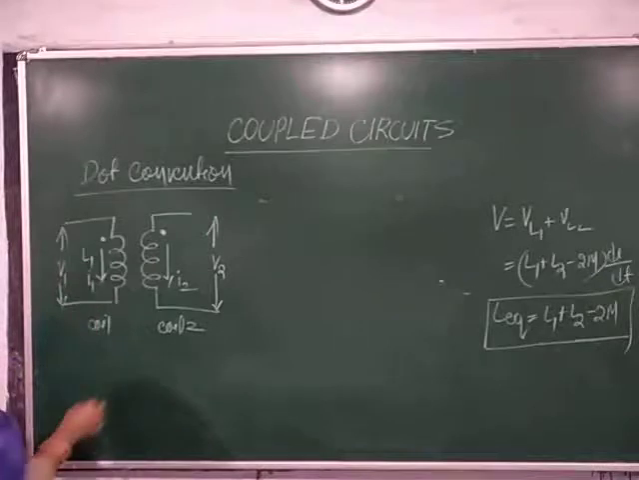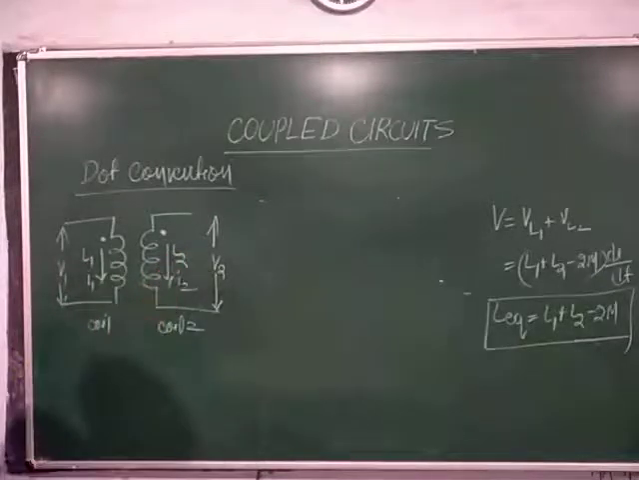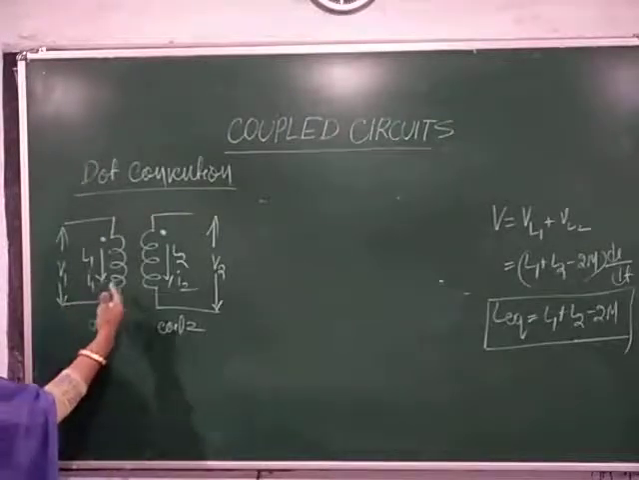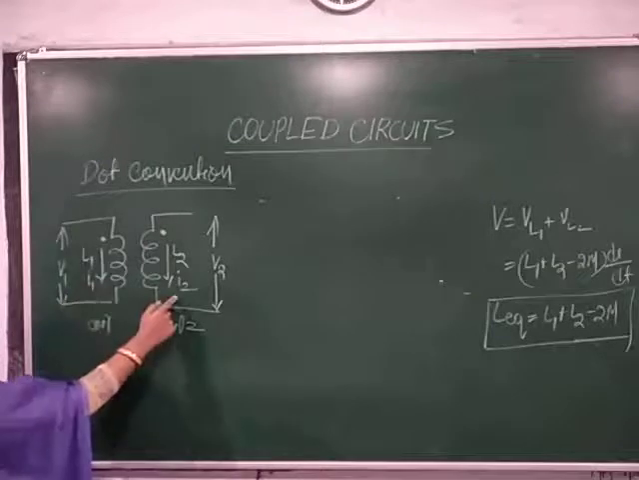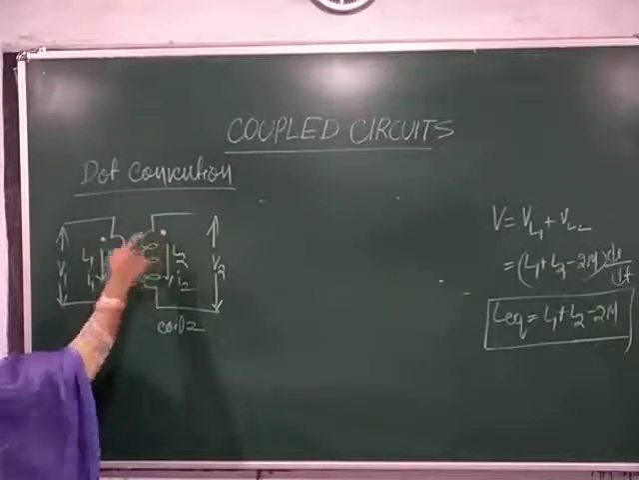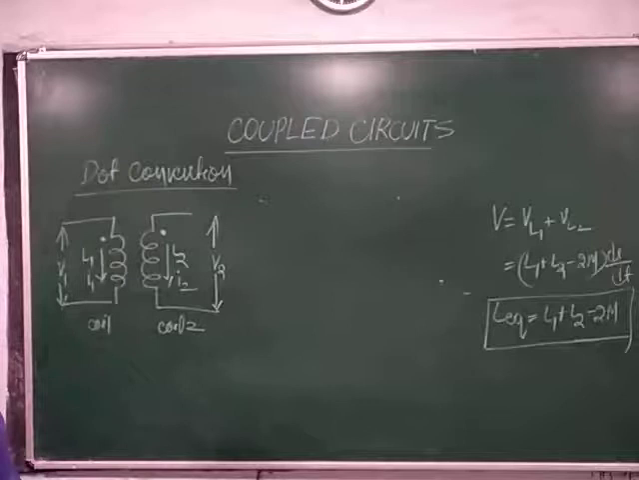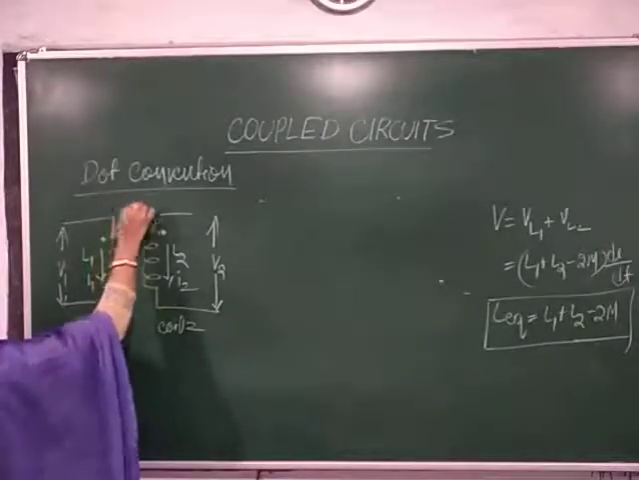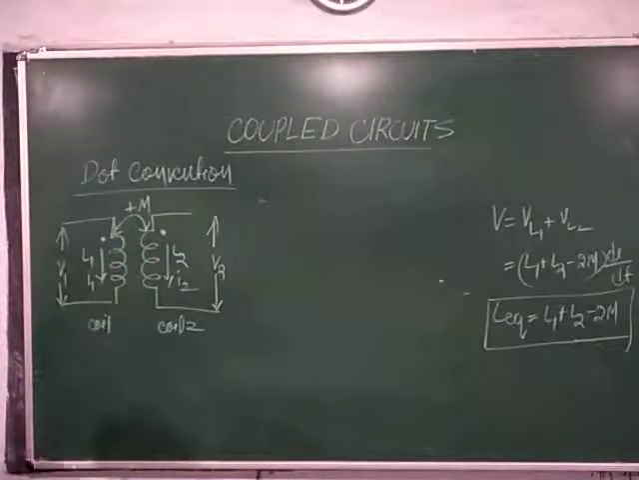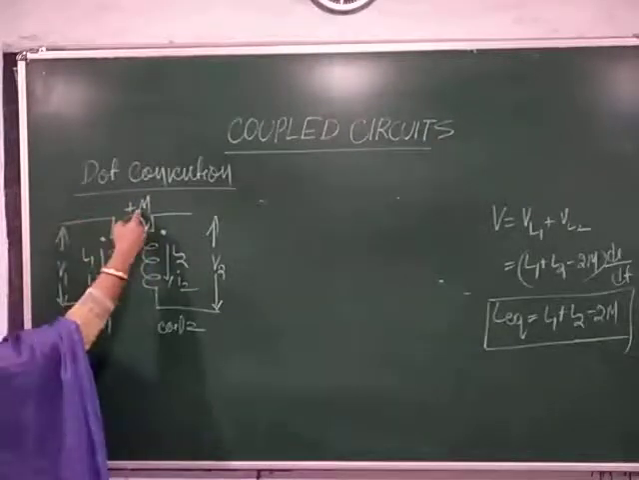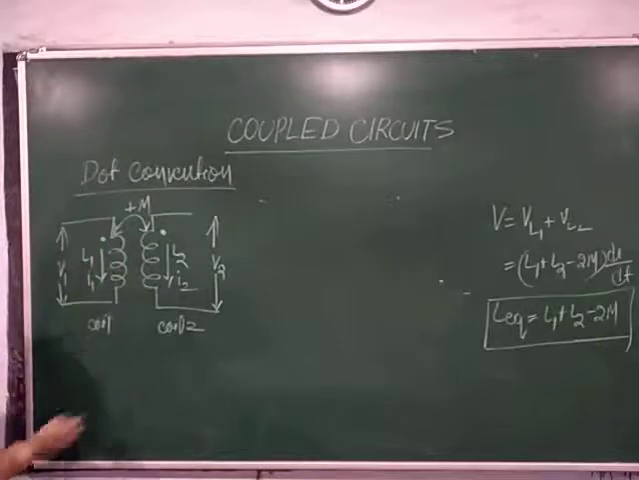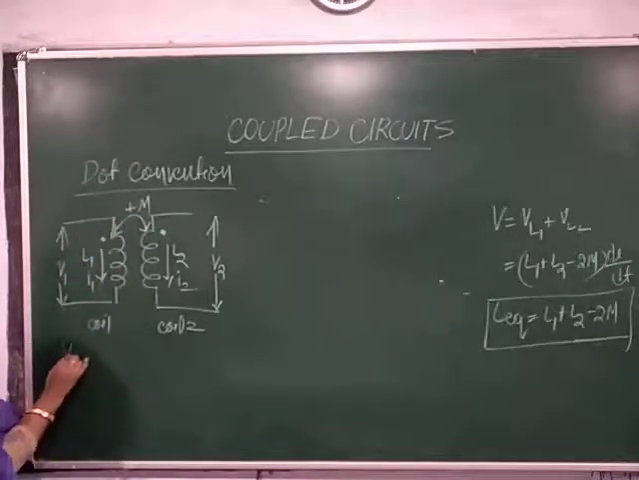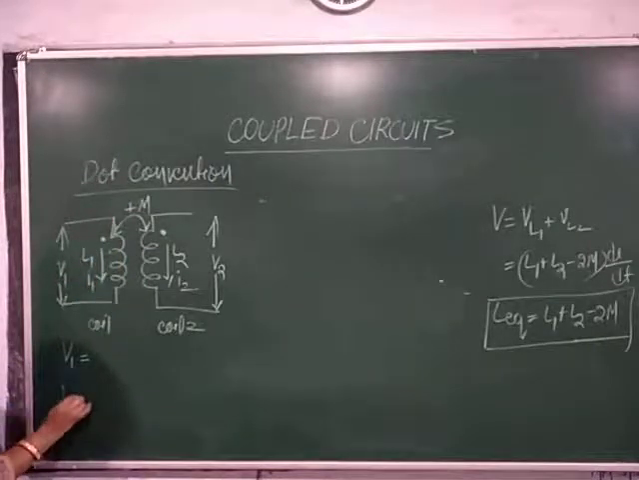Let L1 be the self-inductance of coil 1 and L2 the self-inductance of coil 2. As the currents flowing through both coils, that is I1 and I2, leave the dot, hence the polarity of mutual inductance in this case is plus M. After getting the polarity of the mutual inductance, you find the voltages V1 and V2.